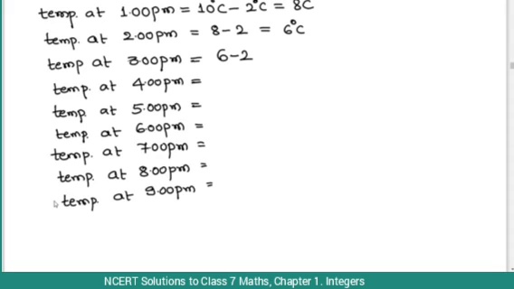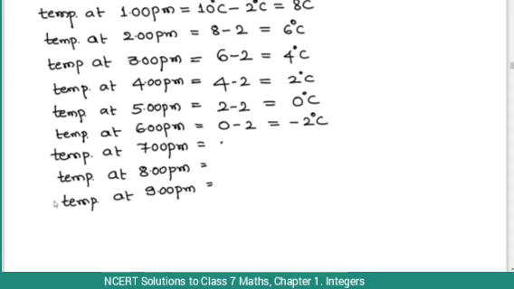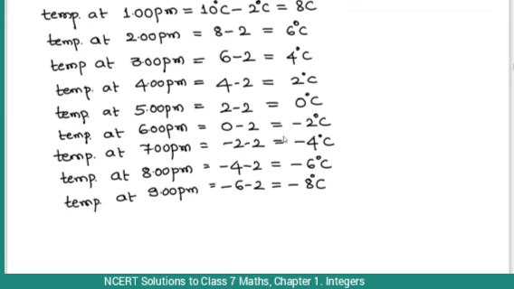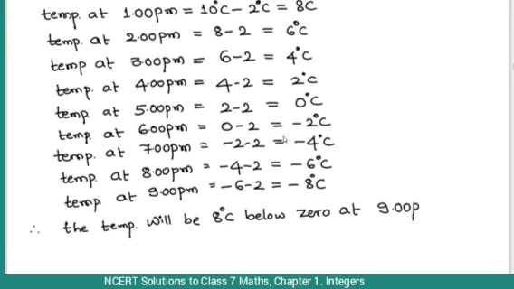Now temperature at 3 p.m. is equal to 6 minus 2, that is 4 degrees Celsius. At 4 p.m., 4 minus 2 is 2. At 5 p.m., 2 minus 2 is 0. At 6 p.m., 0 minus 2 is minus 2. At 7 p.m., minus 4. At 8 p.m., minus 4 minus 2 is minus 6. At 9 p.m., minus 6 minus 2 is minus 8 degrees Celsius. Therefore, the temperature will be 8 degrees Celsius below 0 at 9 p.m.